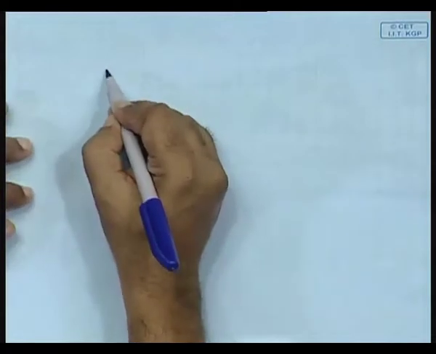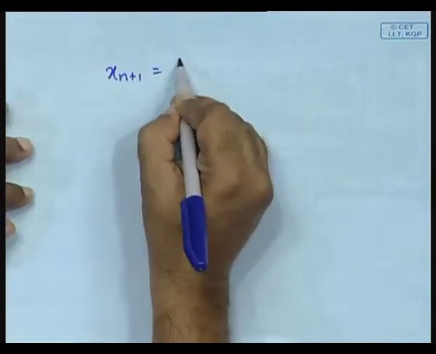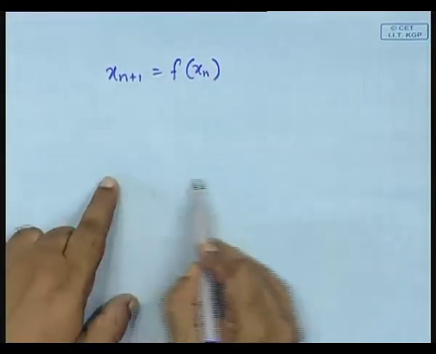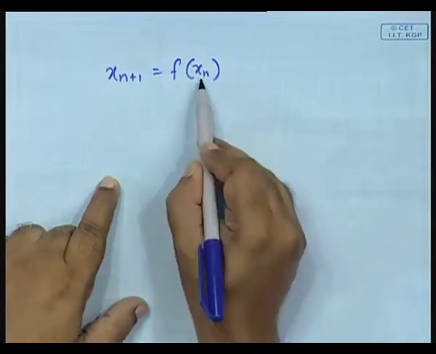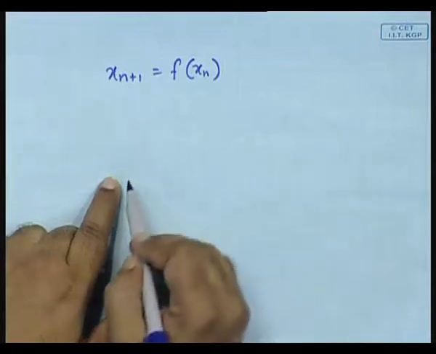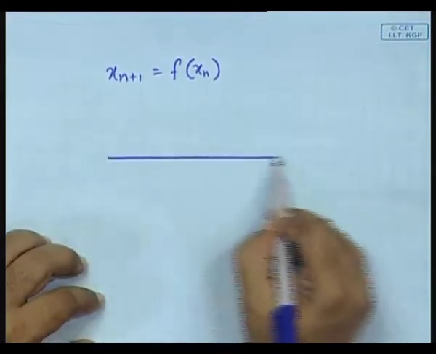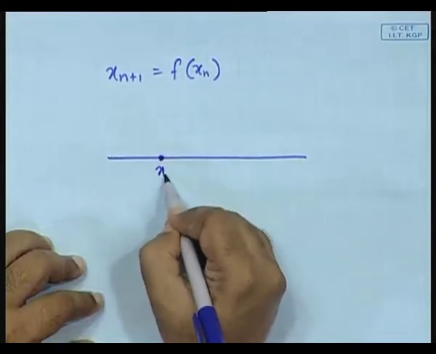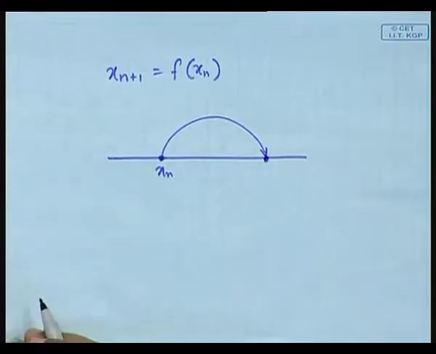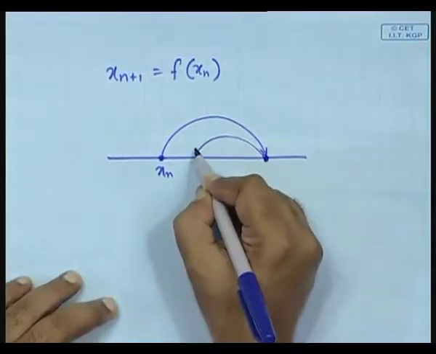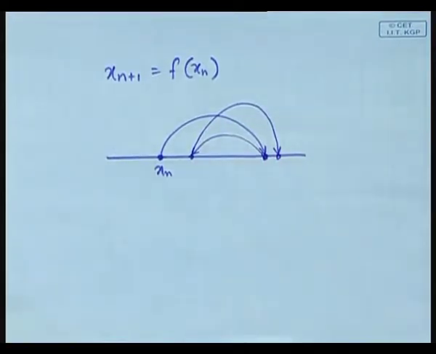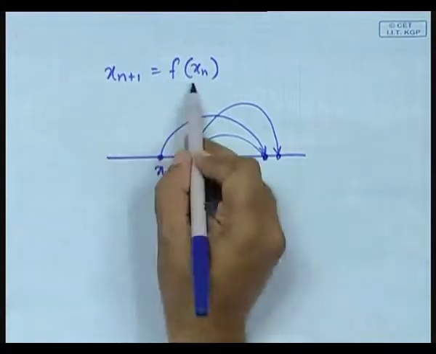When we have x n plus 1 is a function of x n, what actually is x n is a point on the real line, any point on the real line. What does f x n do? It takes it to another point on the real line. It is like, suppose this is a real line and here is my x n, and then this function is saying that in the next iteration it will jump there, in the next iteration it will jump here, in the next iteration it will jump there, so on and so forth. That is what it is saying.